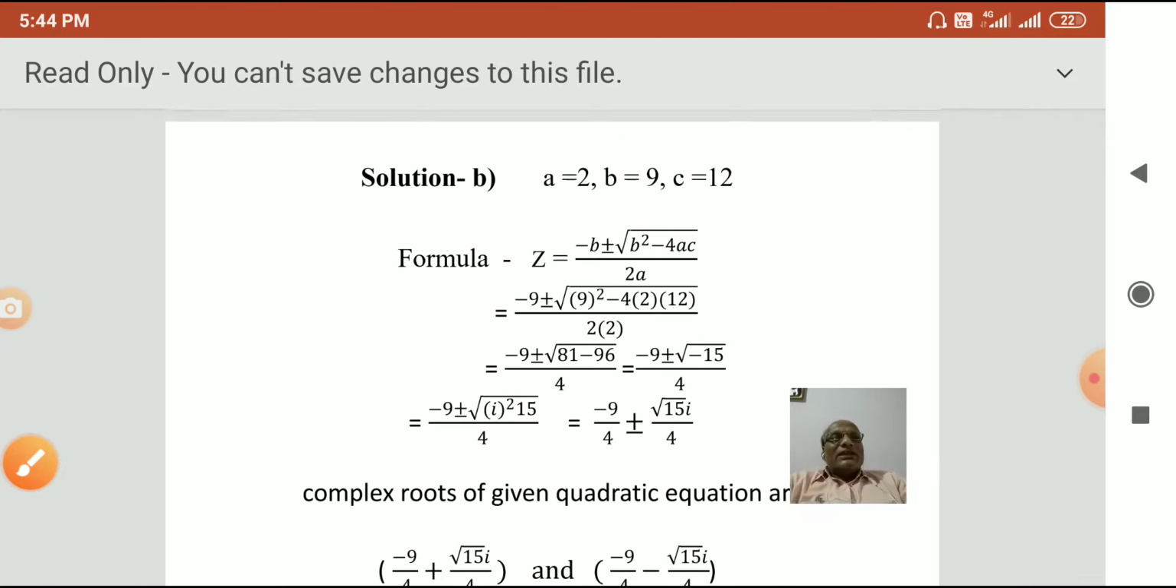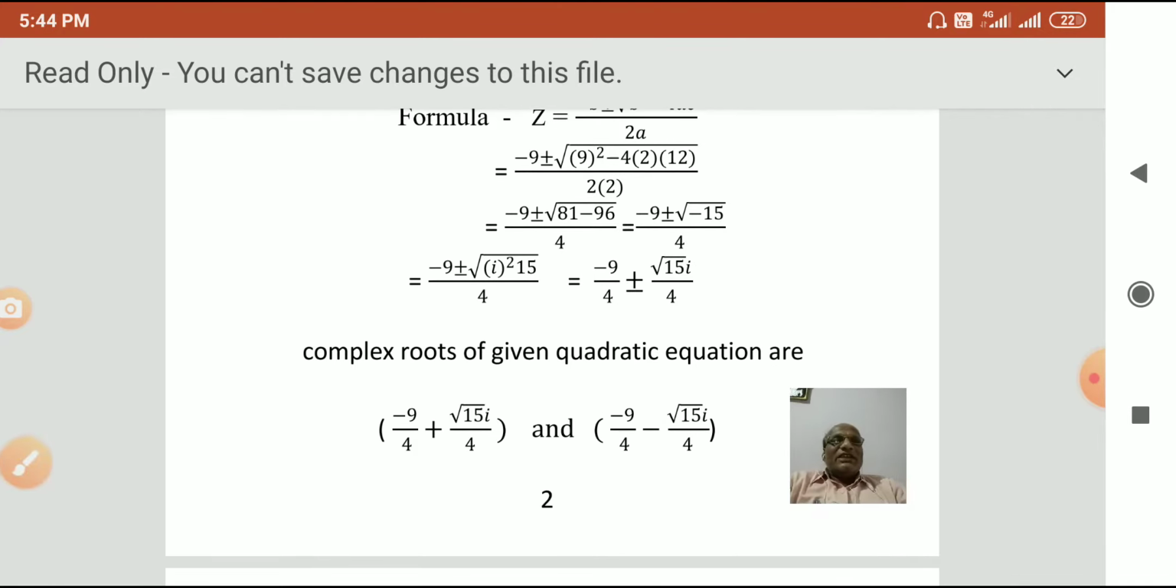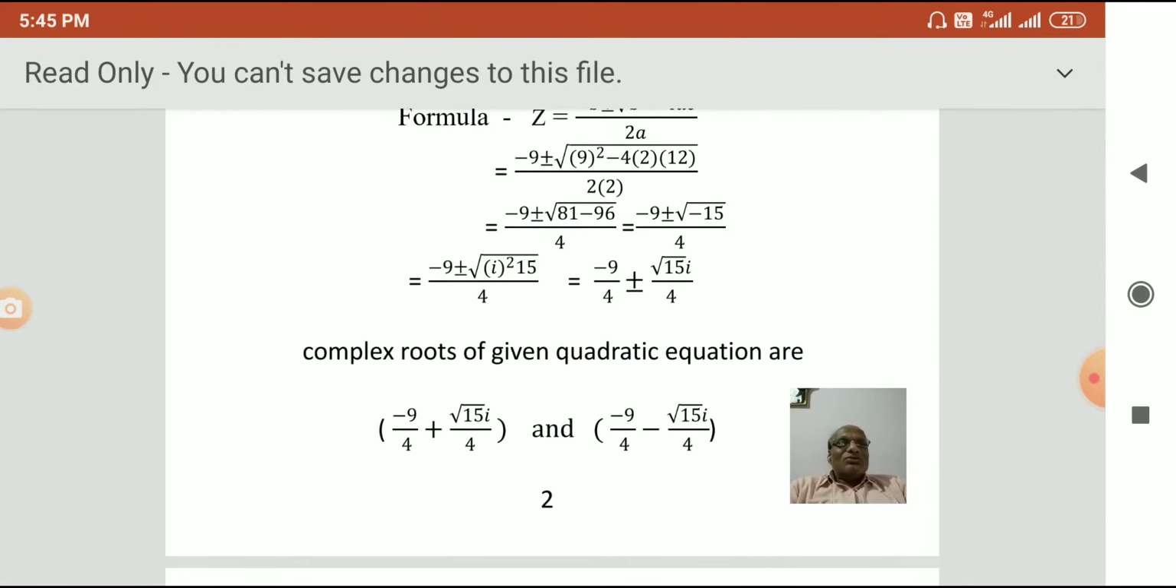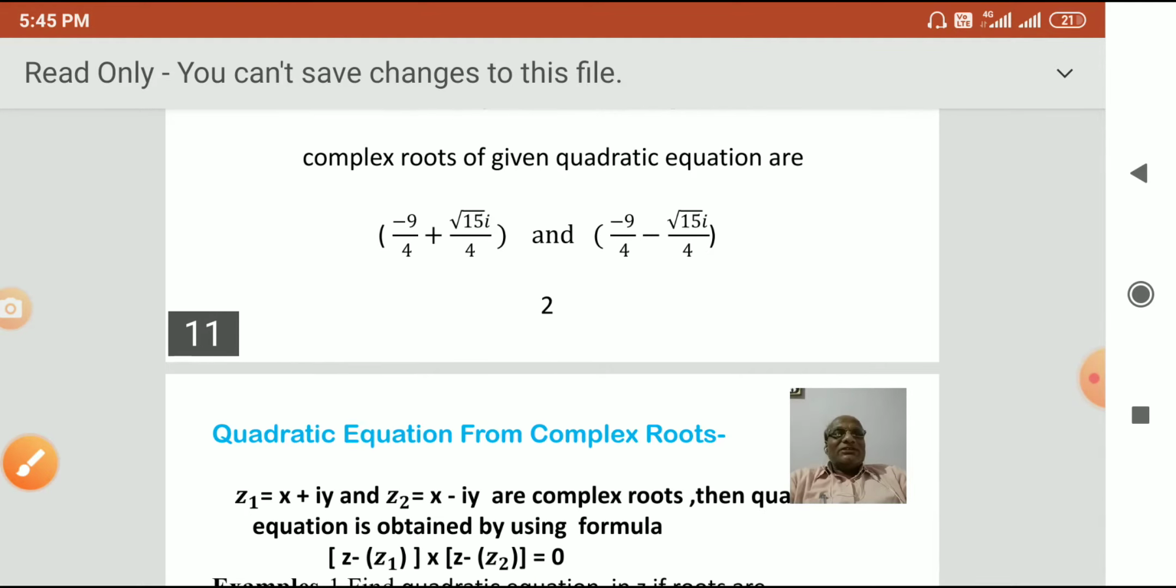Now we write these separately, that is taking plus signs and minus signs separately. So the first complex root is minus 9 divided by 4 plus square root 15 multiplied by i divided by 4, and the second complex root is minus 9 divided by 4, instead of plus we take the minus sign, so square root 15 multiplied by i divided by 4. So in this way we can find the complex roots of the second quadratic equation.